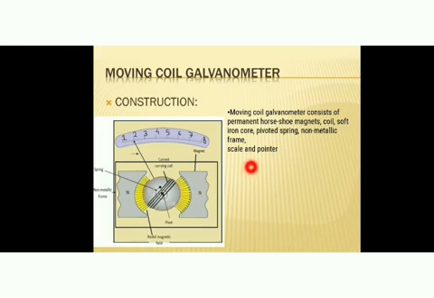Next, there will be a scale and a pointer. Attached to this coil, there is a pointer, and this pointer is attached to a scale. And we usually see this scale on the outer surface of the galvanometer, where we can see some divisions. In the middle, we have 0, and to the right of the 0, we have 30 divisions. To the left of the 0, we have 30 divisions.